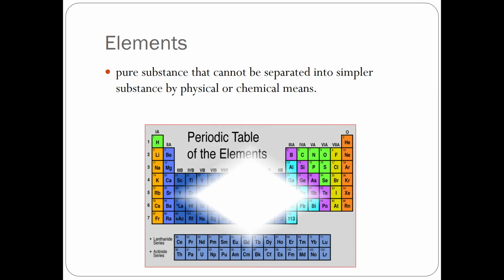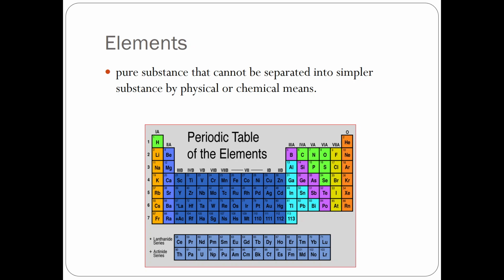Elements are pure substances that cannot be separated into simpler substances by physical and chemical means. So these are the things on the periodic table. Water is not an element. It has 2 hydrogen atoms and 1 oxygen. You can break those apart. What's a lanthanide and an actinide? It's just a series of atoms that are very heavy. Most of them are radioactive.